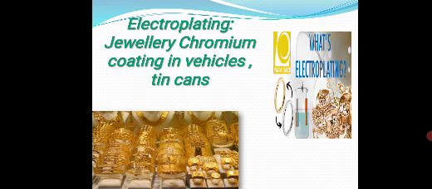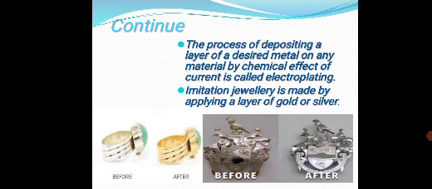The next use of electric current is in electroplating. Electroplating of jewelry, chromium coating in vehicles and tin cans. The process of depositing a layer of desired matter on any material by the chemical effect of current is known as electroplating. Look at this picture. Here are two examples in which electroplating is shown. You can see before and after pictures.